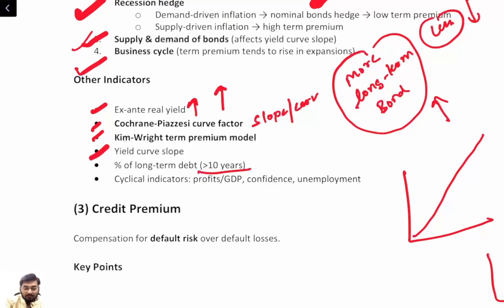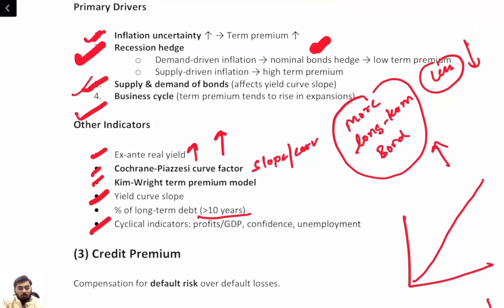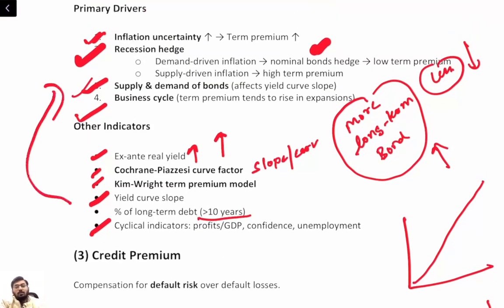Clear? Similarly, the next one is your cyclical indicators, like your profits per GDP, your level of confidence, your unemployment rate. Like if unemployment rate is high, recession risk is high, hence the term premium is low. High profits, strong economy, that means higher term premium. So all these are interconnected to your primary driver, because profits, strong economy and recession, we have already discussed it. Clear?